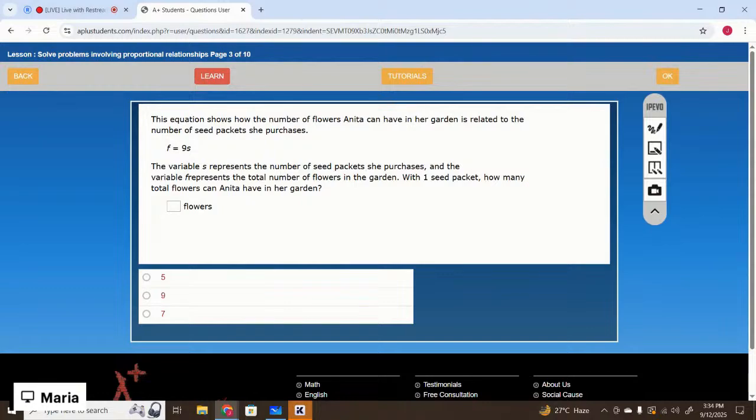This equation shows how the number of flowers Anita can have in her garden is related to the number of seed packets she purchases. The variable S represents the number of seed packets she purchases, and the variable F represents the total number of flowers in the garden. With one seed packet, how many total flowers can Anita have in her garden?